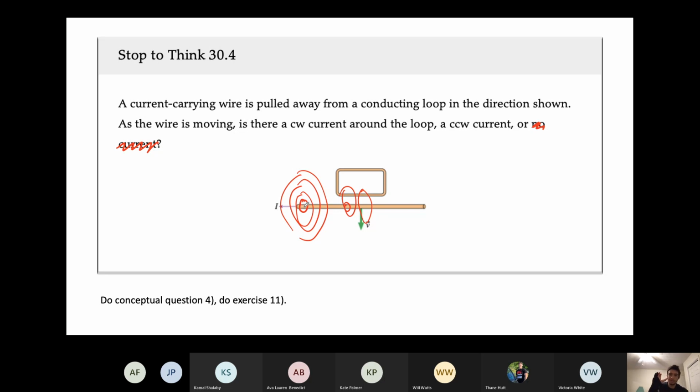That means the magnetic field is pointing into the page. Magnetic field is pointing inside the page. So it's going inside of the loop. So if the magnetic field is decreasing, that means there's a magnetic field into the loop.